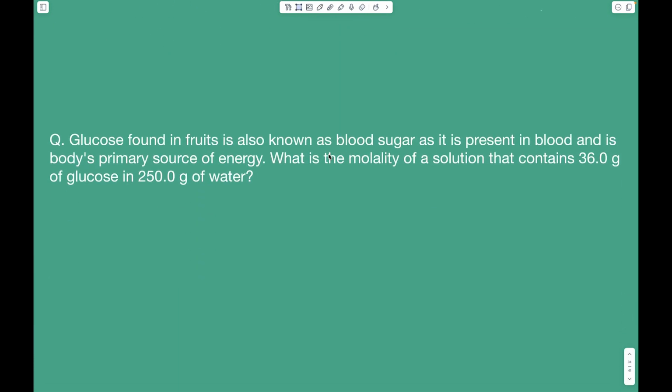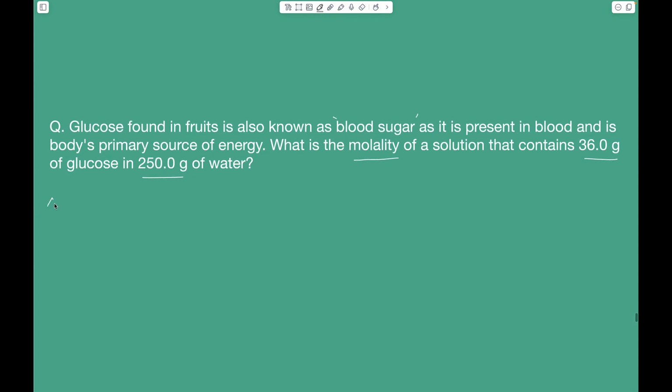And the next question says, glucose found in fruits is also known as blood sugar because it is present in blood and is body's primary source of energy. What is the molality of a solution that contains 36 grams of glucose in 250 grams of water? I think this is a straight question. Obviously here the solute is glucose, so MB is 36 grams. And solvent is water, so MA is 250 grams.